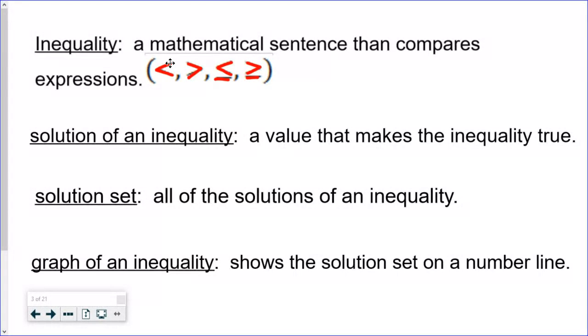The solution of an inequality is any value that makes it true. The solution set are all the solutions that work in the inequality. That's why we do that shading, because it's all the solutions on one side or the other. And the graph shows the solutions on a number line. But remember, every number that is shaded on that number line in the graph works.